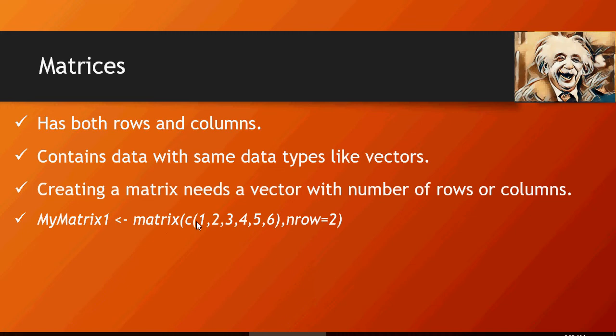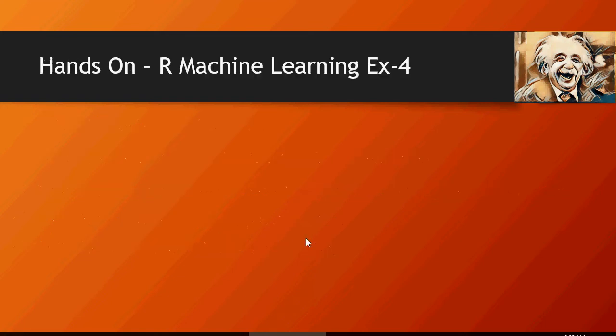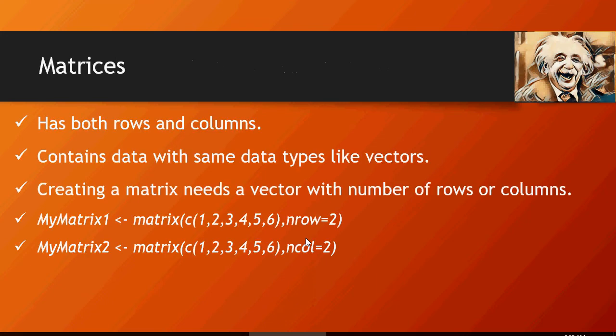c is the collection of the same data type with number of rows equal to 2, nrow. For columns, we are going to do ncol equal to 2. So we are going to create these two matrices and we are going to see the output of these.